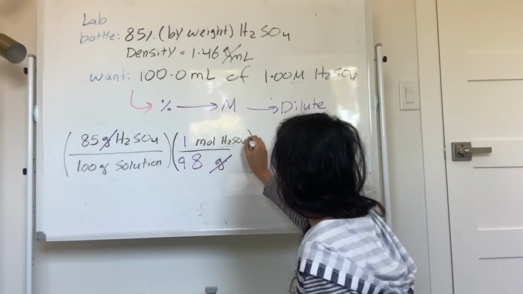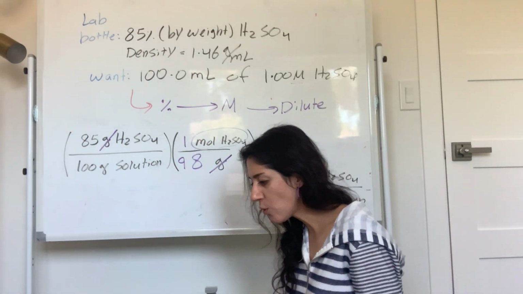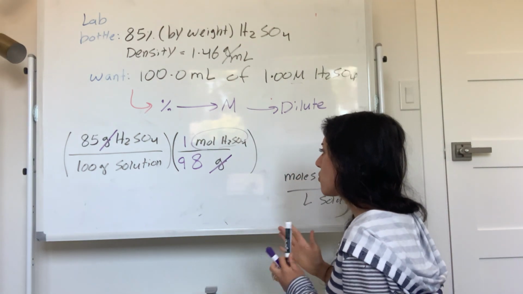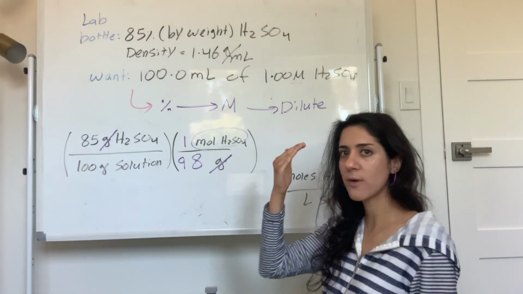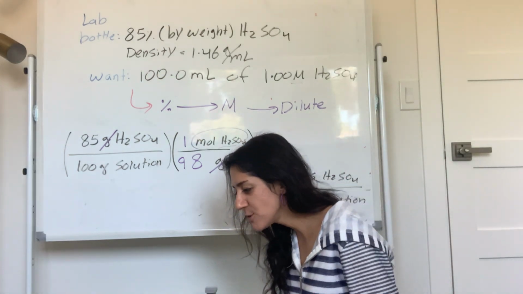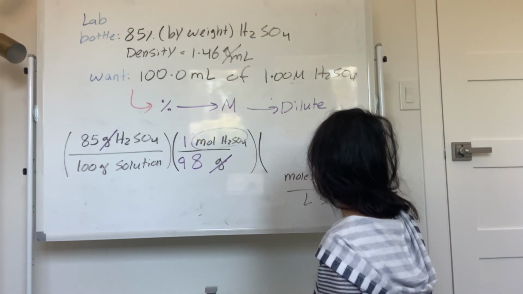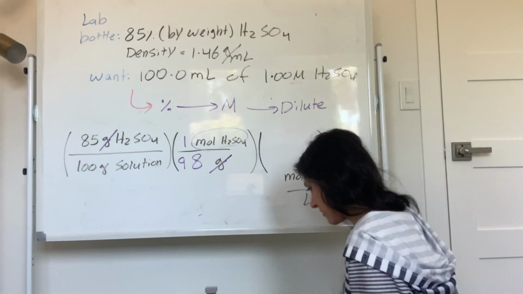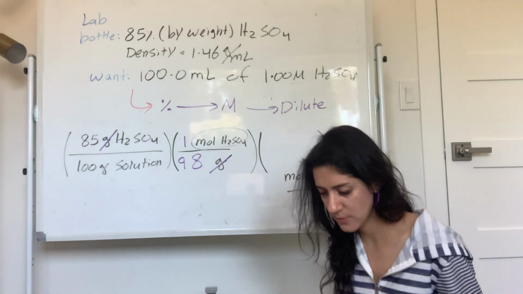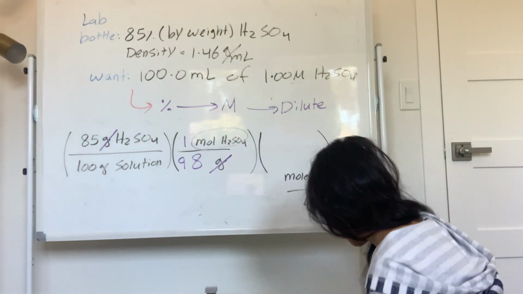Okay, so I have the moles of H2SO4, which is what I wanted. That's great. Now, I don't want grams. What I want is liters. And we said to go from mass to volume, you need to use density. So, I'm going to come over here. Where's my eraser? Oh no, I lost my eraser. I'll find it soon, hopefully. Oh, right here.